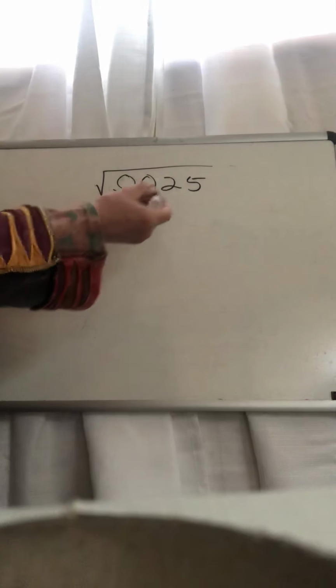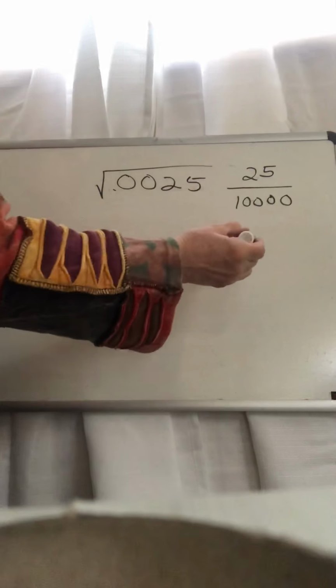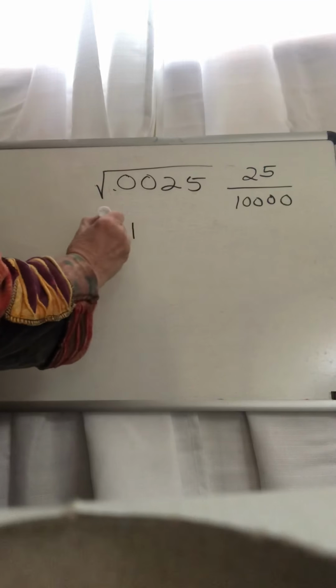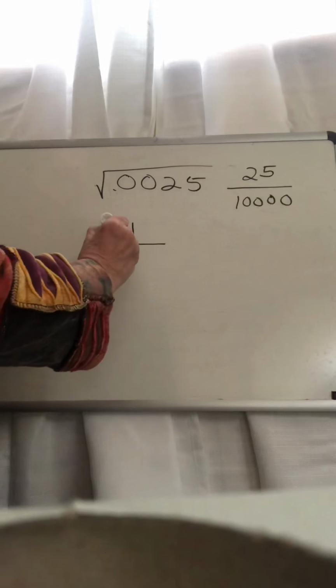So for number 4, we're looking for the square root of 25 thousandths. Actually, it was 25 10,000ths. And so now we're going to reduce this. And so we can divide 25 by itself, which is equal to 1. And then 25 divided by 10,000. And that's our final answer.